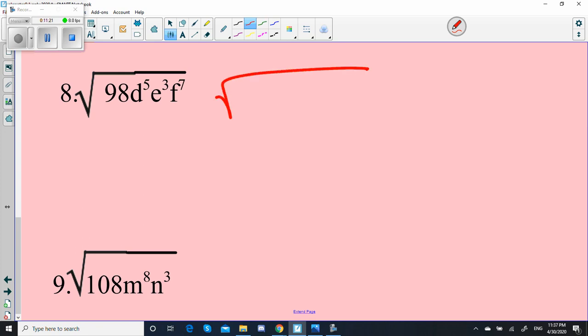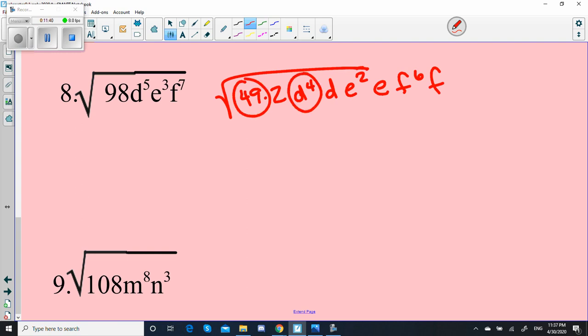All right, so 98. If I divide that by 49, yep, 49 times 2. That's what I want to use. B to the 4th, D. E to the 2nd, E. And F to the 6th, F. 49 is perfect. D to the 4th, E to the 2nd, F to the 6th. Everything else stays underneath. So the square root of 49 is 7.